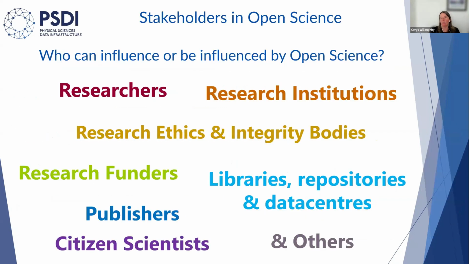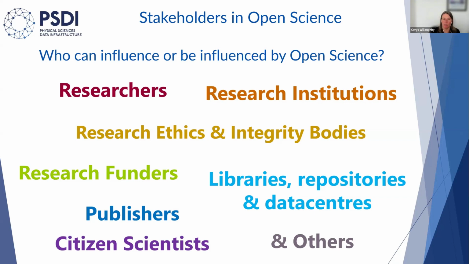So who are the stakeholders in science? Who's going to be influenced or can influence open science? So obviously researchers are important in this space. They're the ones that are doing the science, and they are the ones that are going to be making decisions about whether they're going to make their science open and how they're going to do it. And they need to understand and be supported by other organizations.